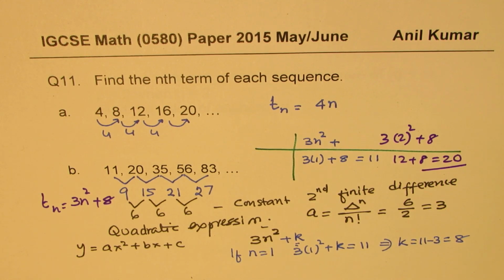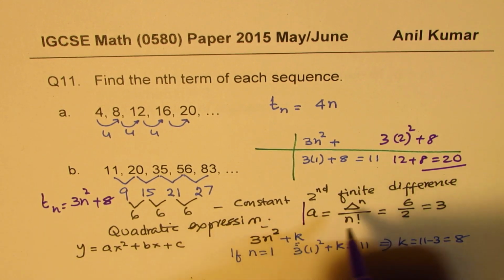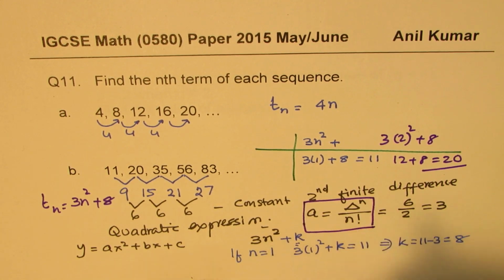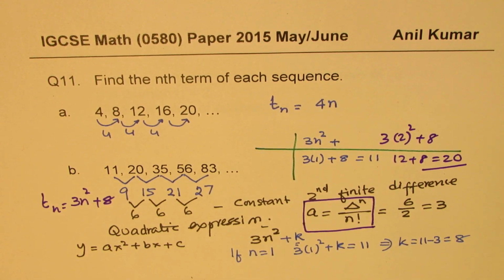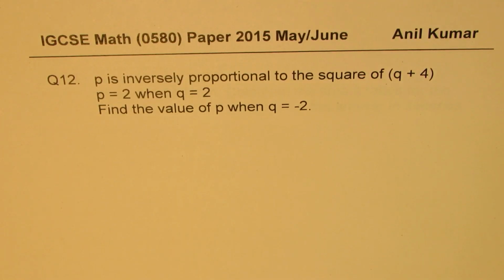Now, important thing which you have learned here is that the leading coefficient could be found by this formula, right? That helps. Otherwise, you have to do trial and error, or you could use 3 points and get the answer. Okay, let's move on and take the next question.